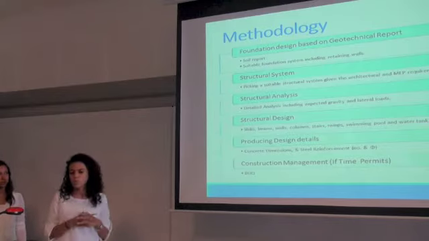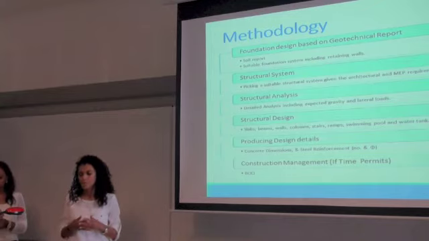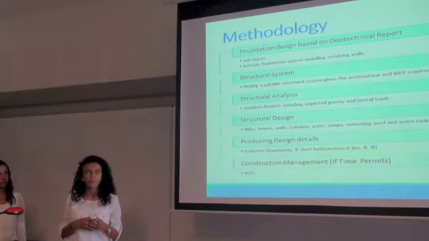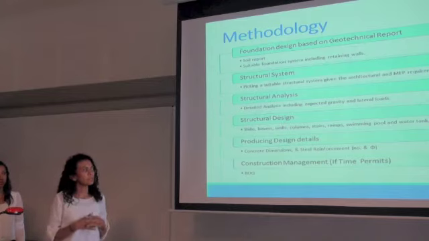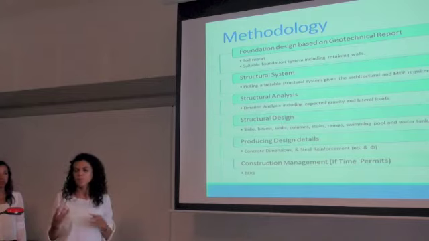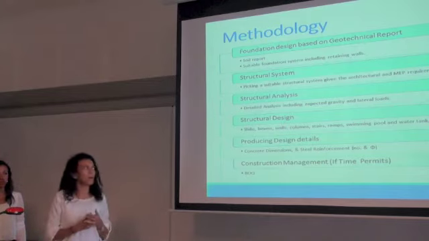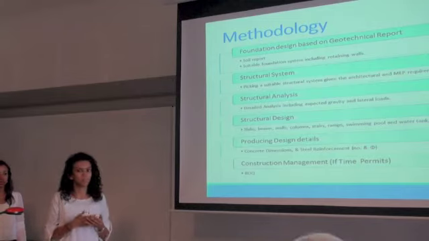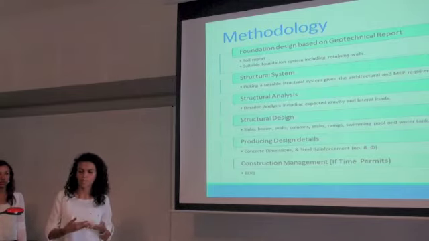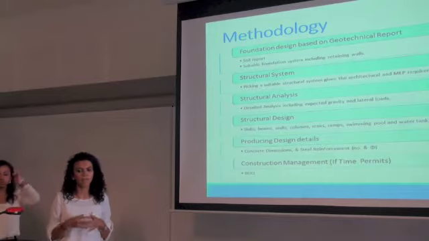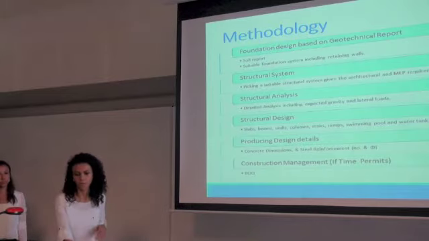Afterwards, we'll be producing the design details, which are the concrete dimensions and the steel reinforcement drawings. And if time permits, we want to do a BOQ using Revit. The purpose is that we're trying to target all three aspects of the construction industry, in terms of the structural design, the managerial, and the environmental, which are all covered in the project.